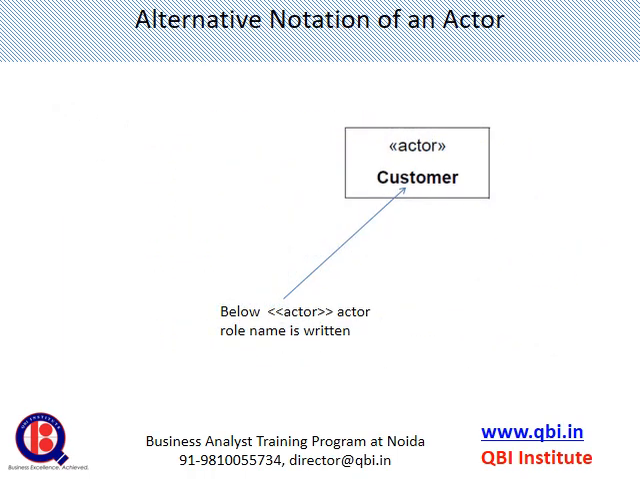Alternative notation of an actor. What you see here in the form of a rectangle is the alternative notation of an actor. Though the popular notation of the actor is the stickman, this is an alternative notation. In this notation, the word actor is written inside the guillemots, and below this word actor, the customer role name is written.